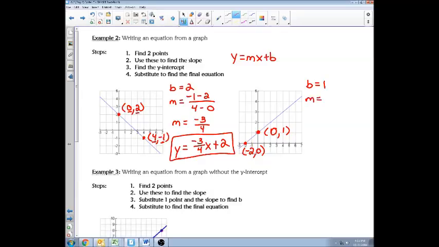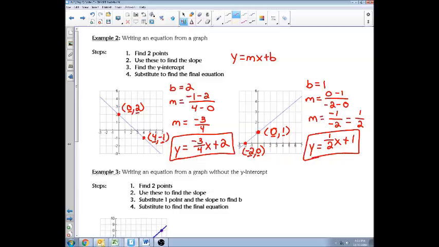My m, I would use y2 minus y1. So it'd be 0 minus 1 over x2 minus x1, so negative 2 minus 0. So my slope would end up being negative 1 over negative 2, which is the same as 1 over 2. So now I just plug those, the slope and the y-intercept in, and I am done. Okay? On to example 3.